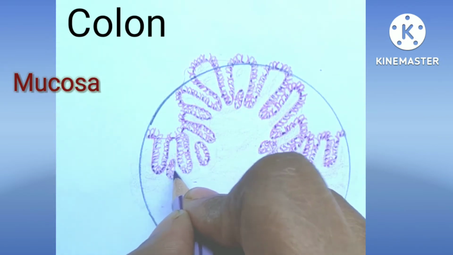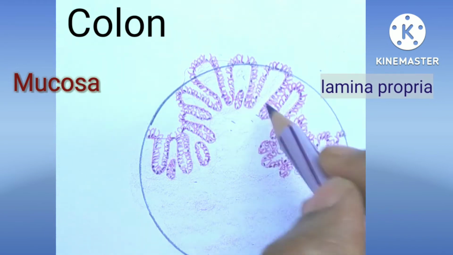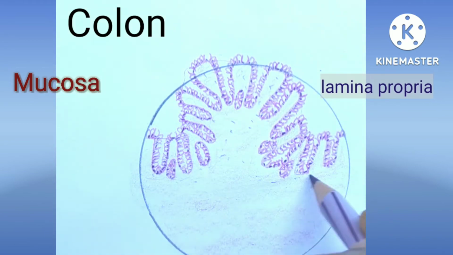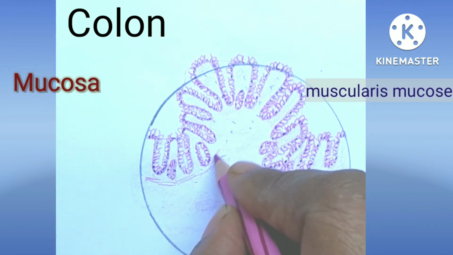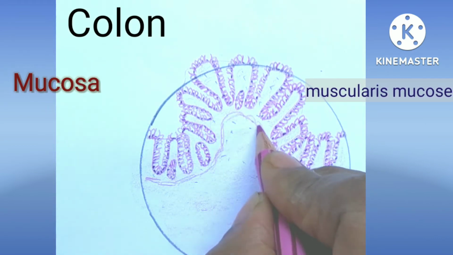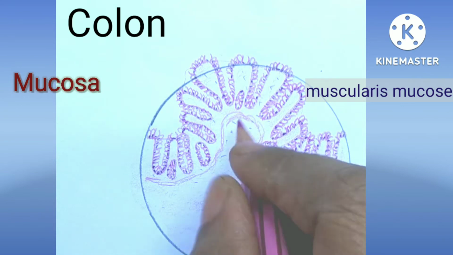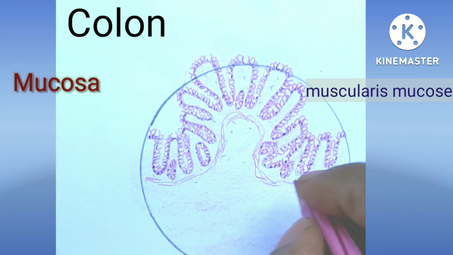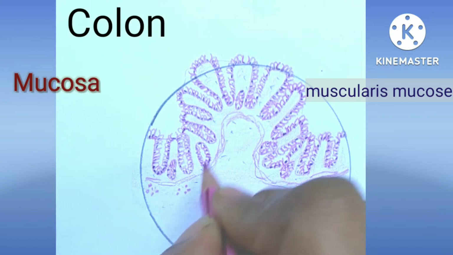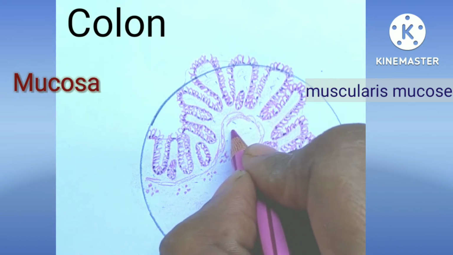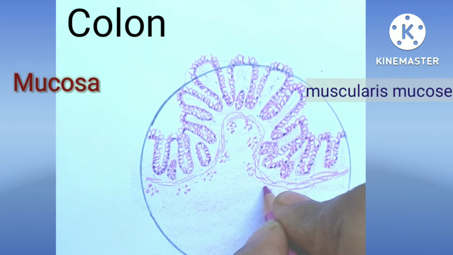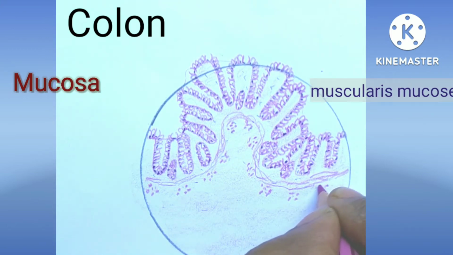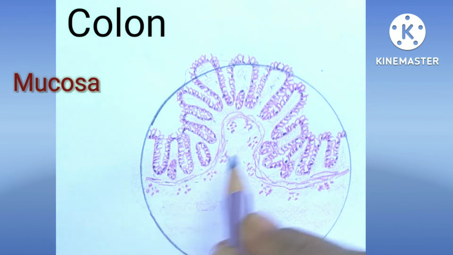The next layer in the mucosa will be the muscularis mucosae. So first is the lining epithelium, then the lamina propria, then the muscularis mucosae. Similar to other structures in the GIT, here also we have inner circular and outer longitudinal muscles, 1 or 2 layers of circular and a few bundles of longitudinal muscle. So these 3 constitute the mucosa of the colon.